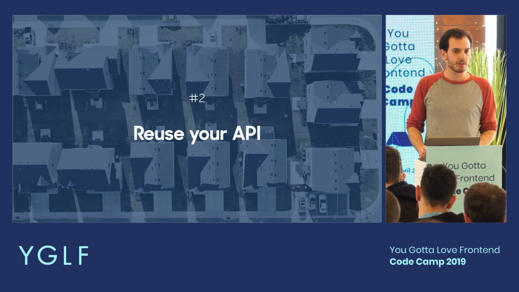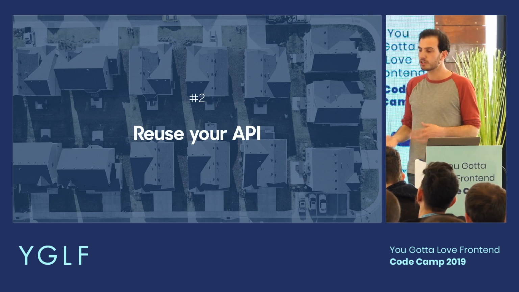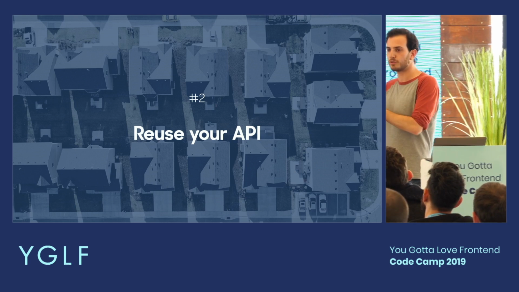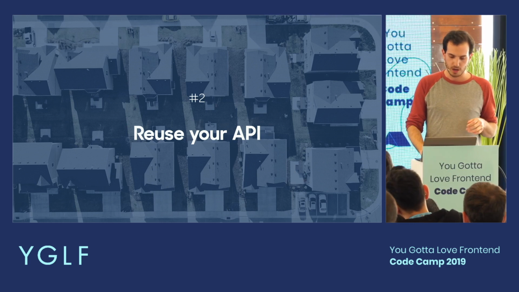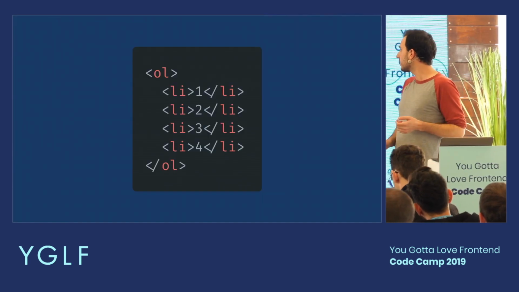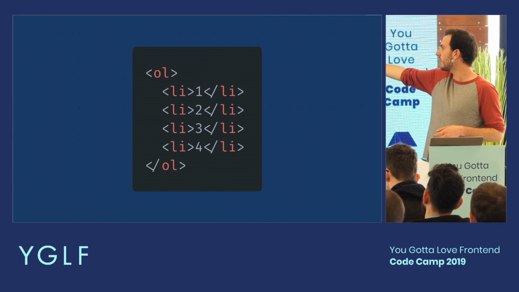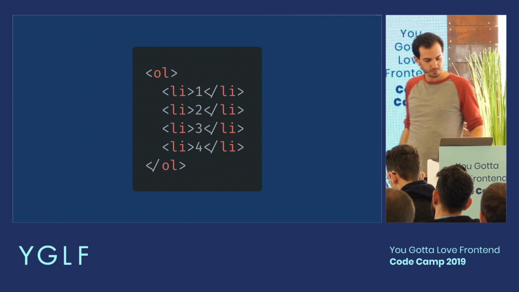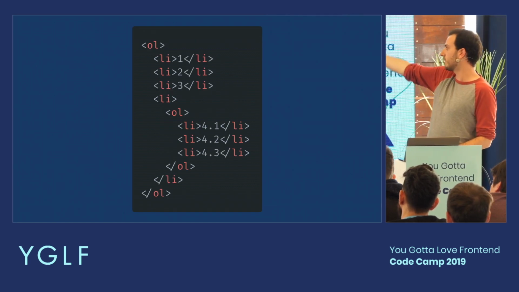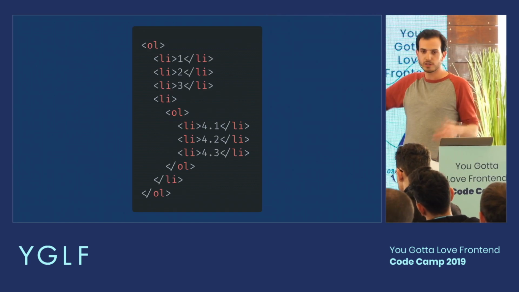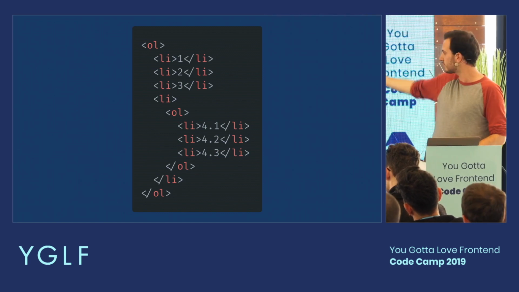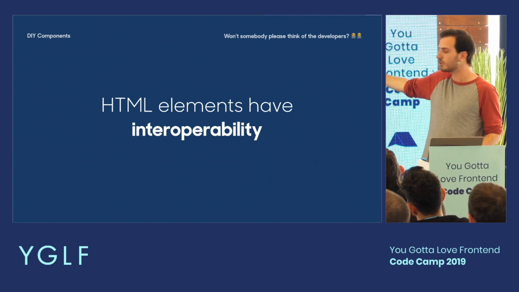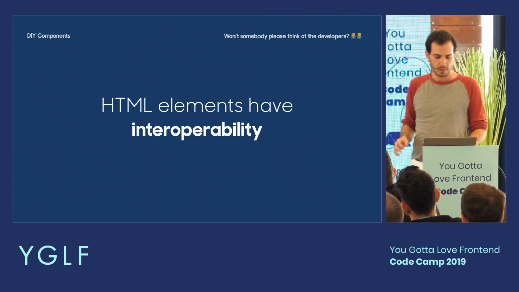Another aspect of native elements that's very hard to replicate, and actually in some cases impossible, is that they play well with other HTML elements. And what do I mean by that? It's simple. You put an LI inside of an OL tag, and you get a numbered list. And you put another OL inside of one of those LIs, and you get a nested numbered list, 4.1, 4.2, 4.3. So in other words, HTML elements have something called interoperability.